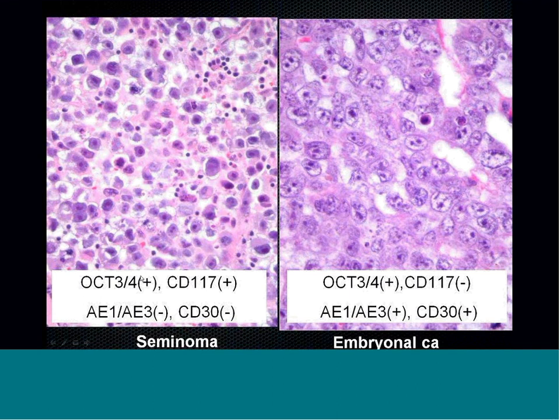OCT3-4 is positive in both, so it doesn't really help. C-kit is positive in seminoma and negative in embryonal carcinoma. Again, cytokeratin is negative in seminoma, the only one that's negative, and positive in embryonal carcinoma. Also, embryonal carcinomas are nicely CD30 positive if you don't have OCT3-4 staining in your lab.